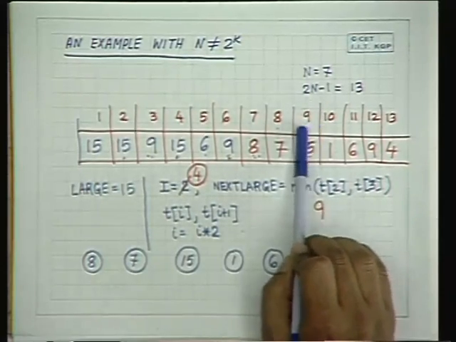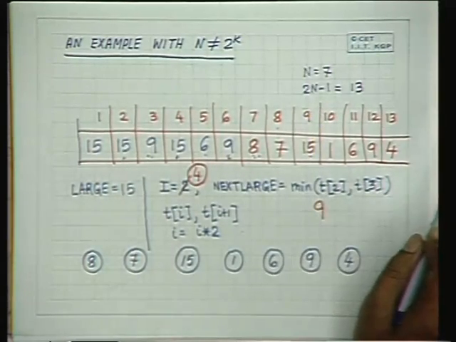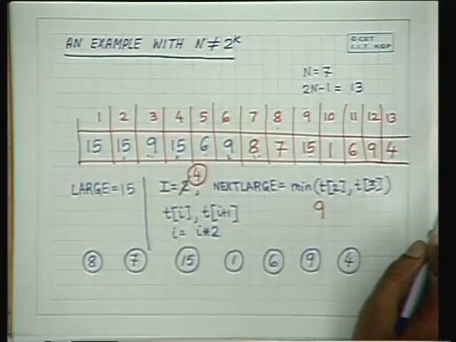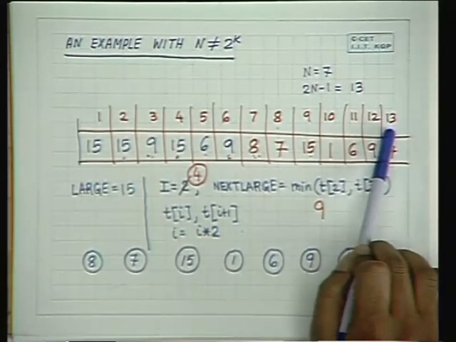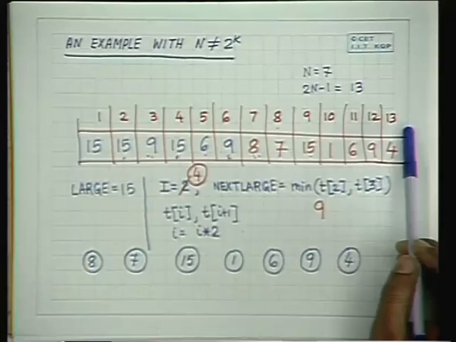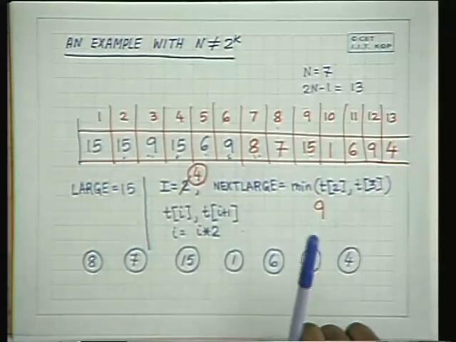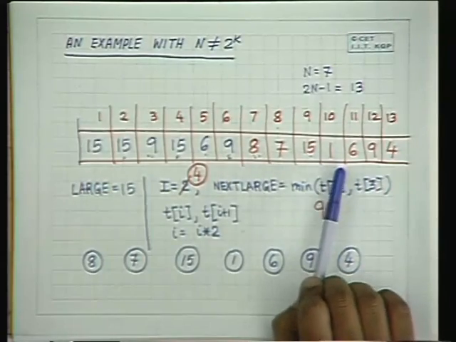So i is 9, and this is doubled. When this is doubled, it becomes 18. Now since it crosses 2n minus 1, we can stop because we have reached all the elements. So once we go beyond the range of 2n minus 1, we can stop. So this is the idea of producing the second largest element. This is the complete implementation.